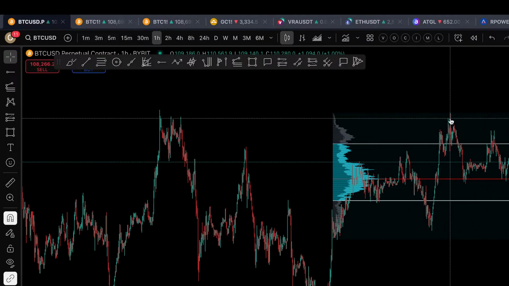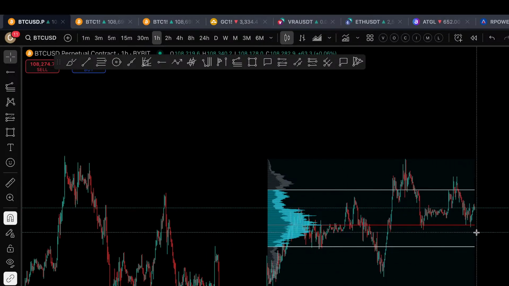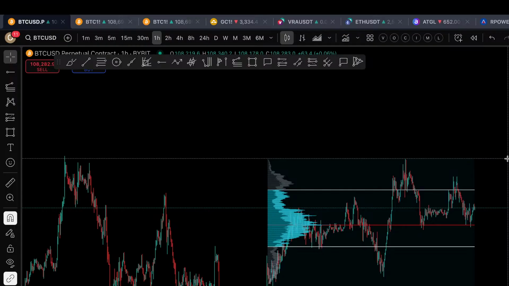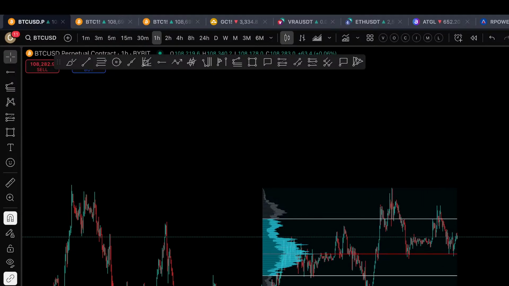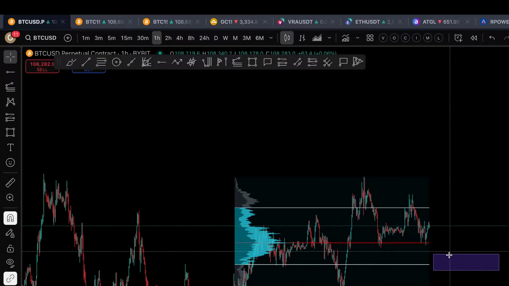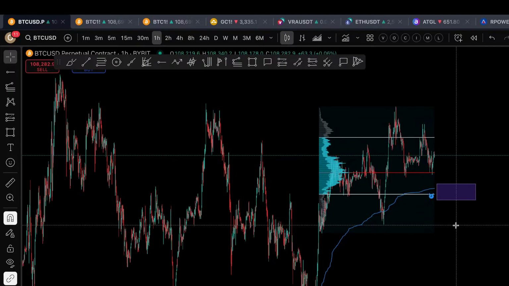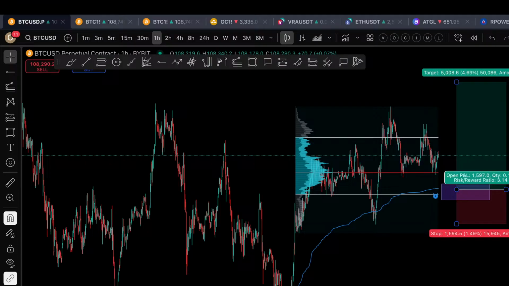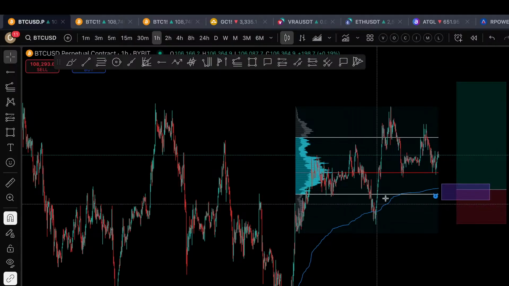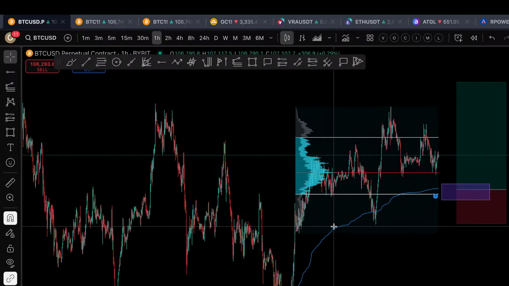So what I said up until now for Bitcoin was that I was planning to see this range value area low to be hit, and the value area low of this also coincides around this area, also coincides with the anchored VWAP from the low. This should offer us a good long trade. However, we cannot go below this low because for an uptrend to stay, we need to respect this anchored VWAP.